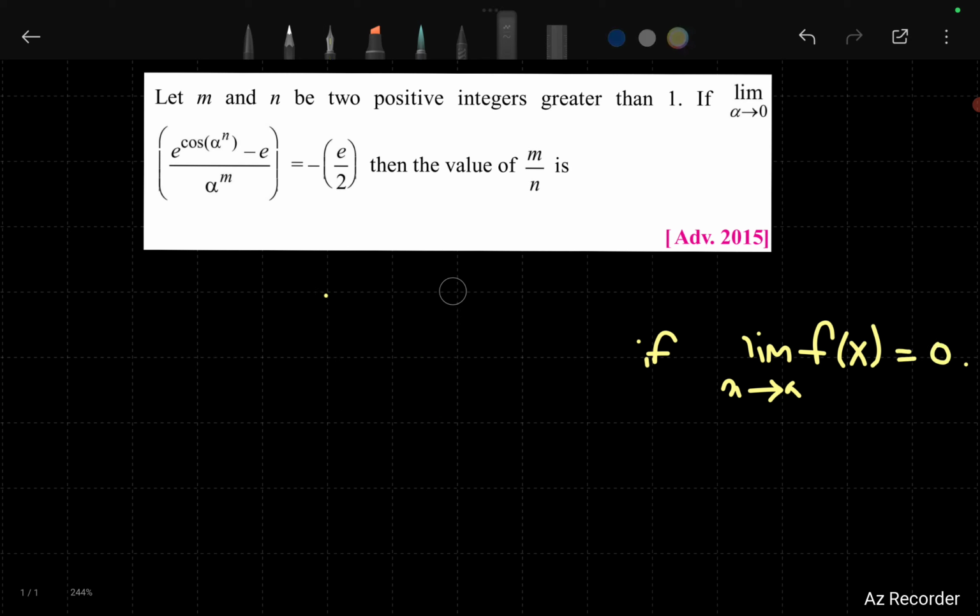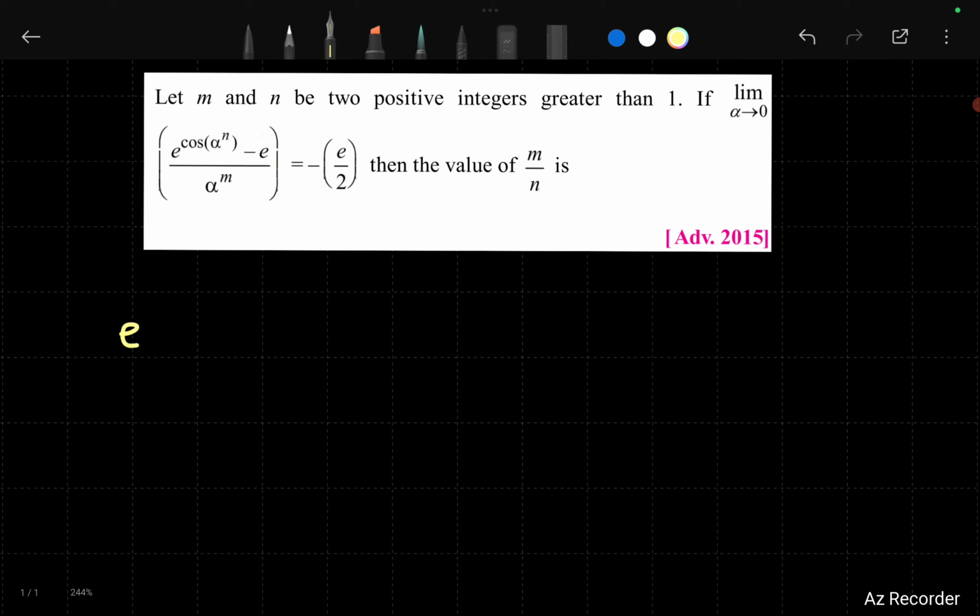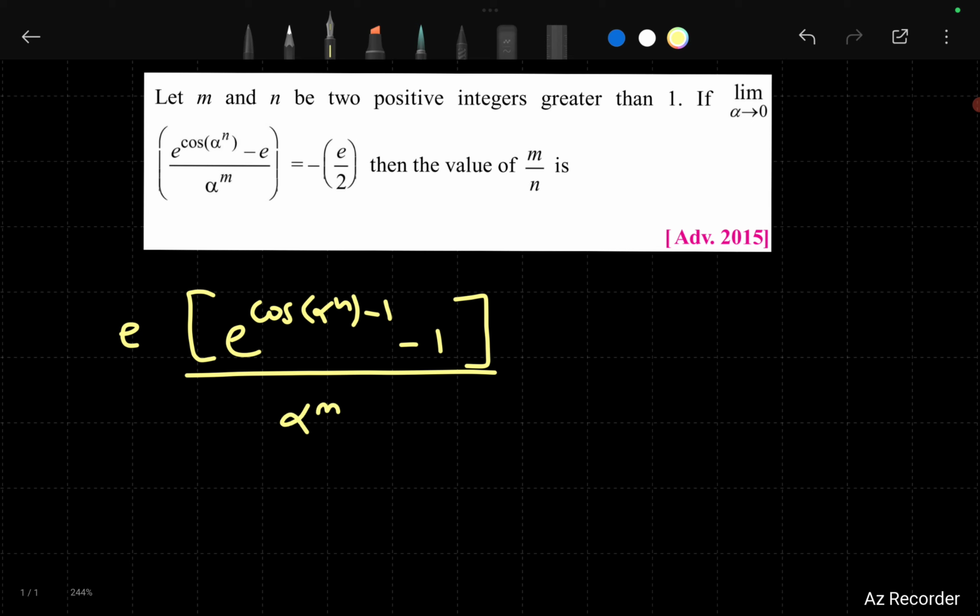If you are able to understand this and remember the standard limit, then this question is very easy right now. Here there is e, we can take it outside as common. So it will be like e to the power cos of alpha to the power m minus 1, whole divided by alpha to the power m, is equal to minus e by 2. Cancel both, and you will get the equation e to the power whatever is here. Okay, what we have to do basically is, which is equal to minus 1/2.